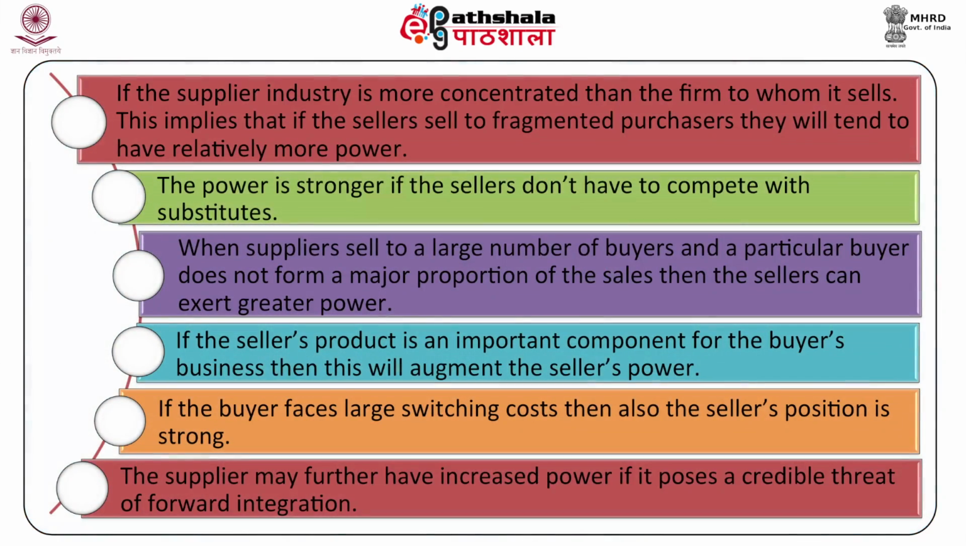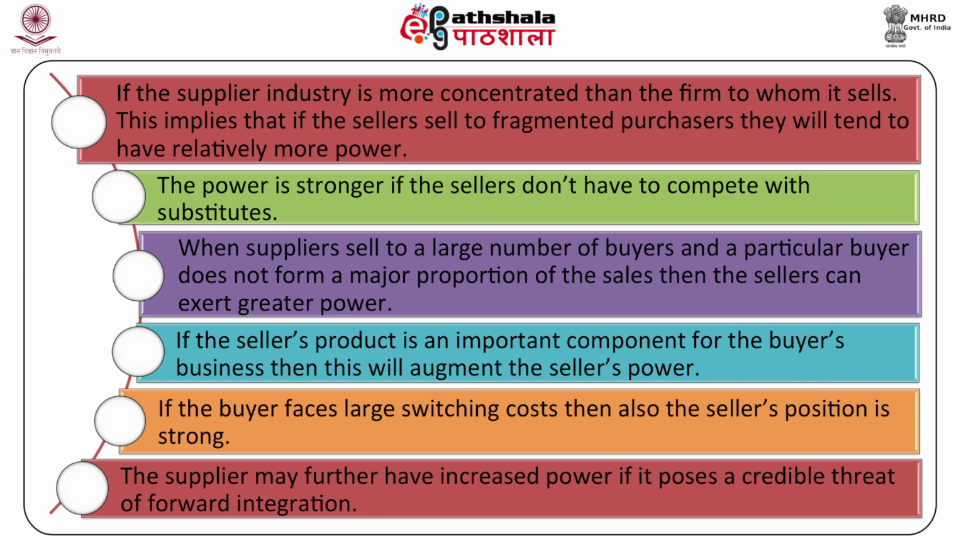The first, if the supplier industry is more concentrated than the firm to whom it sells. This implies that if the sellers sell to fragmented purchasers, they will tend to have relatively more power. Secondly, the power is stronger if the sellers don't have to compete with substitutes. The third, when sellers sell to a large number of buyers and a particular buyer does not form a major proportion of the sales, then the seller can exert greater power.